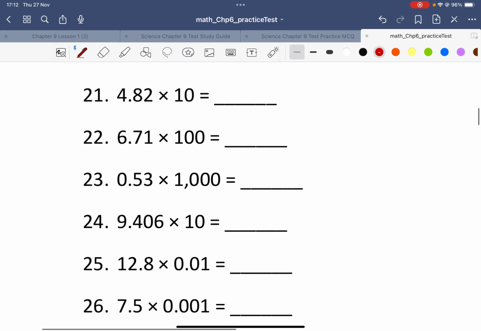Let's see multiplication by the power of 10. Okay, here. So you look at the 10 here. You have 1 0. Okay, keep that in mind. When you have 1 0, you just move the decimal back only 1 time. Therefore, my answer will be 48.2.